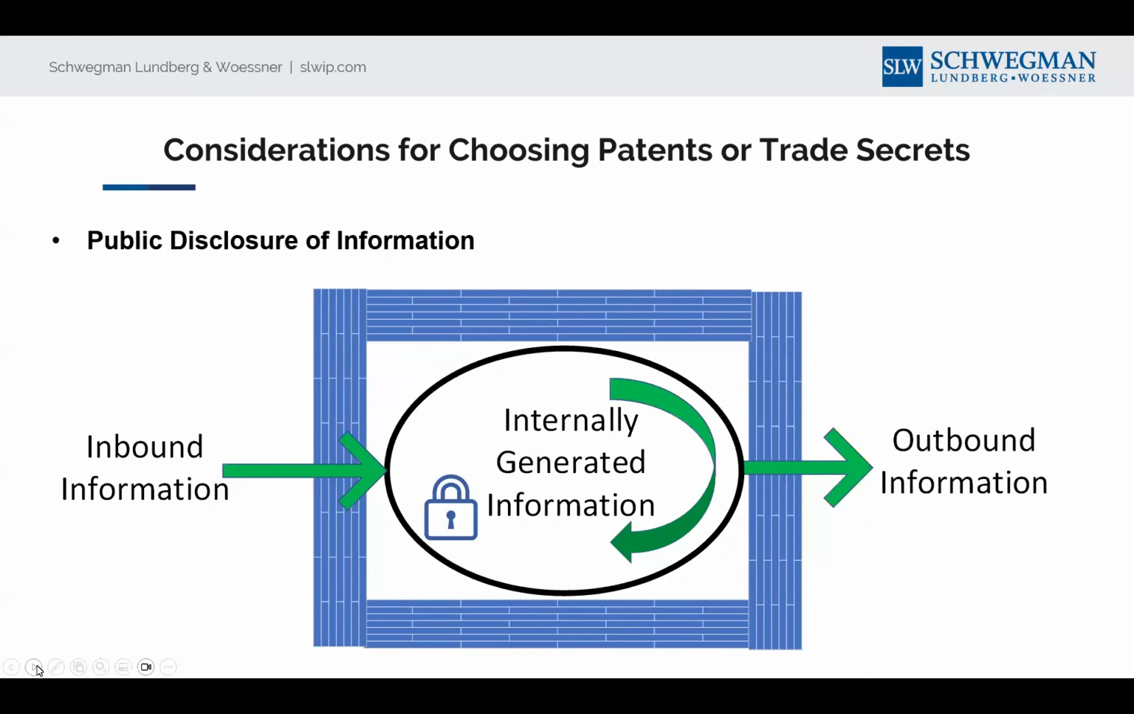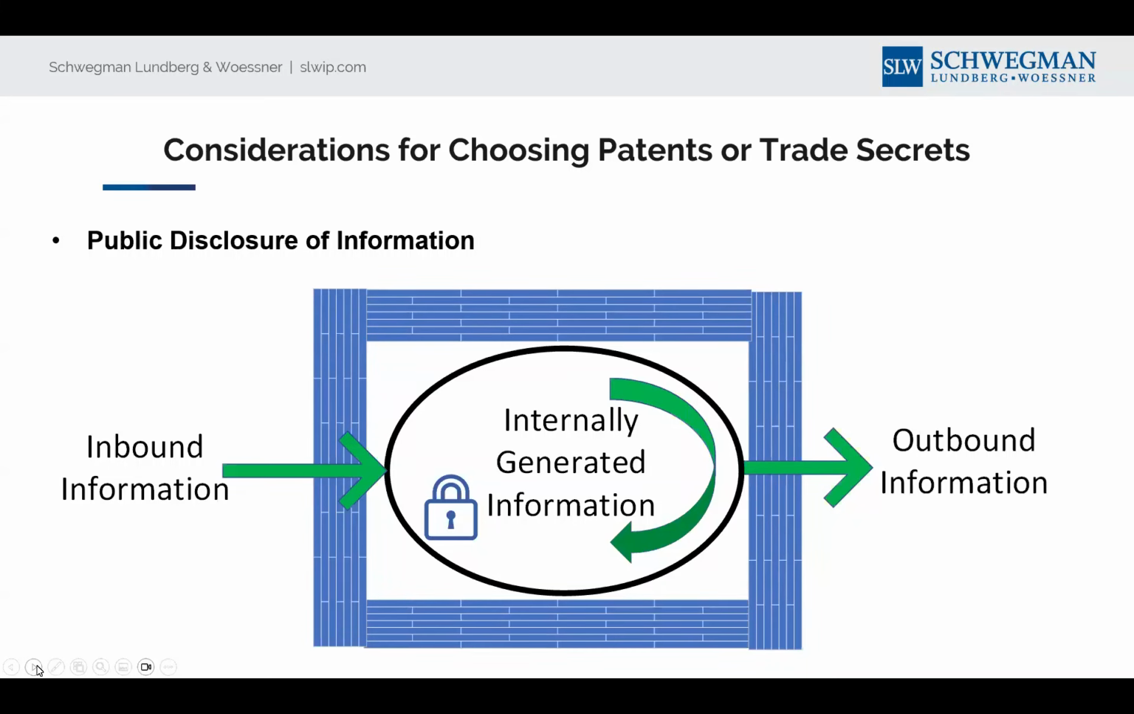And so this is a graphic of the way I try to help companies think about it. You're in this box, and there's all this innovative and really great information that's being generated internally. A lot of times you want to share that with people outside of the company. And there are a lot of ways that can happen, whether it's through presentations at conferences, through papers, or talking to potential partners, investors, that sort of thing.